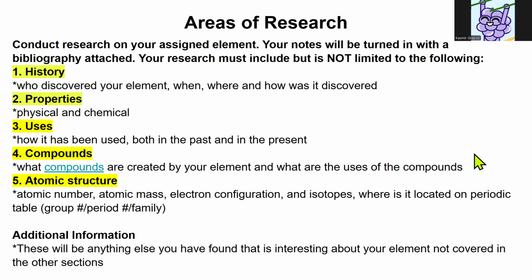Areas of research. So on the element that you were assigned, you will be conducting research on the following. So you're going to look into the history of that element, who discovered it, when, where, and how it was discovered. You're going to be looking into the properties, both physical and chemical, of your element. You're going to be looking into the uses, so how it has been used, both in the past and in the present. Some of these elements have had some very interesting past uses, so this category is going to be a fun one to research.